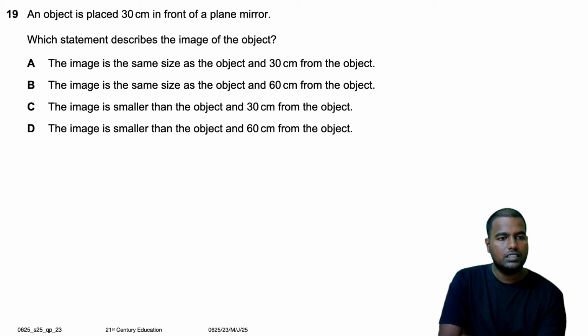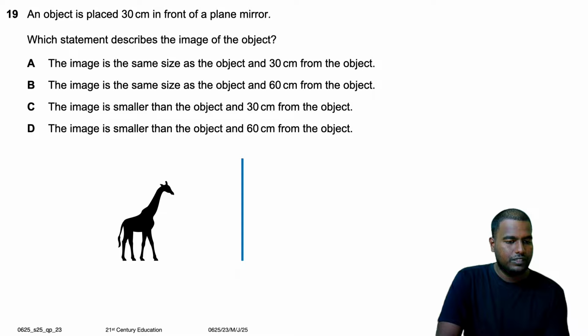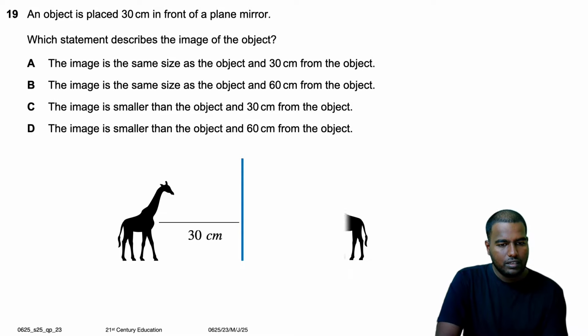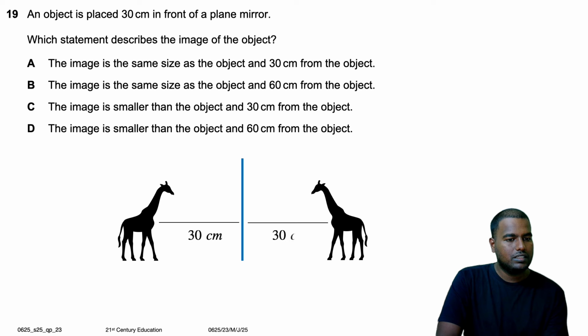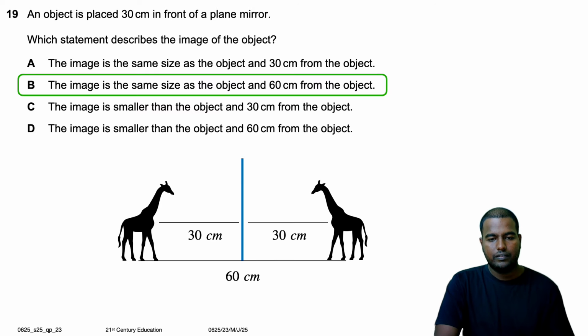An object is placed 30 centimeter in front of a plane mirror. Which statement describes the image? Okay, it's a plane mirror, so the image is the same size. So either A or B. Now let's take a mirror and let's say this giraffe is the object. If it is 30 centimeter from the mirror, the image will be formed 30 centimeter behind the mirror. So the distance between object and the image is 60 centimeter. So the image is the same size as the object and 60 centimeter from the object. If it were from the mirror, it would be 30 centimeter. They have asked from the object, so it's 60 centimeter, 30 plus 30.